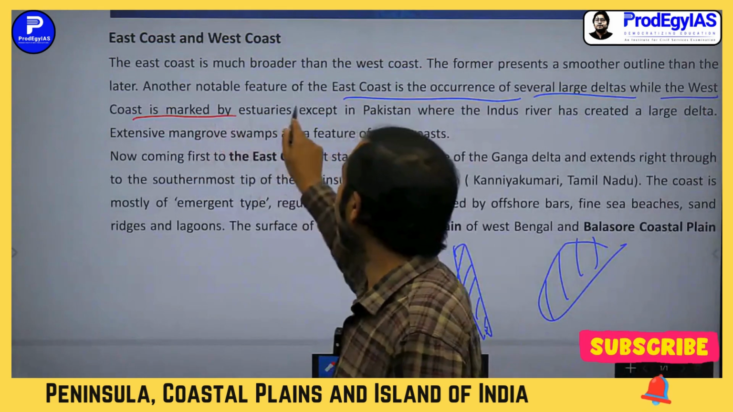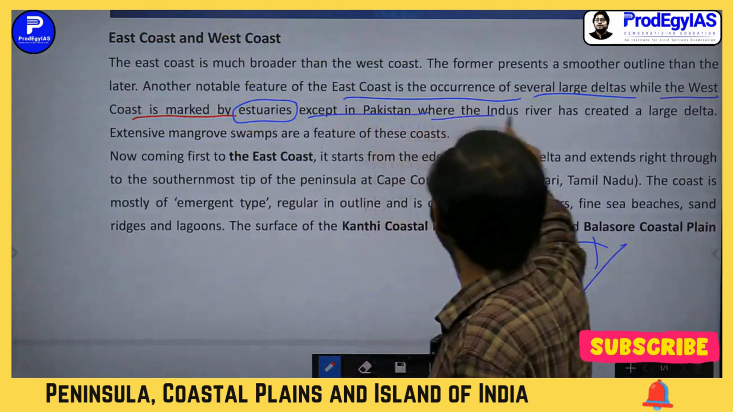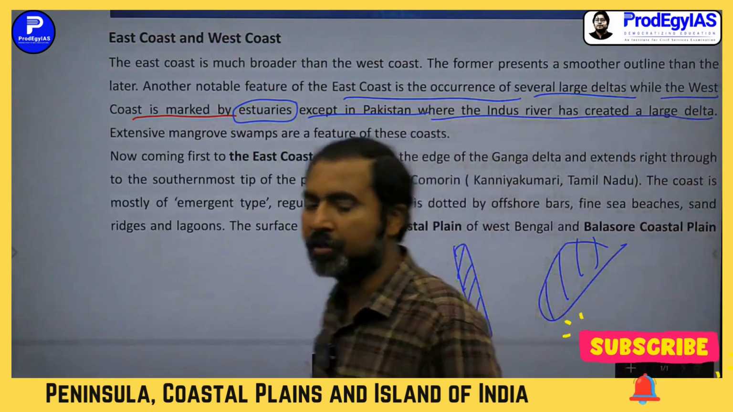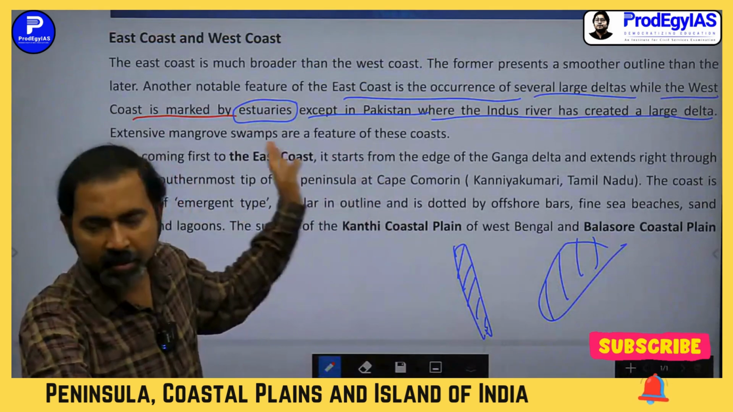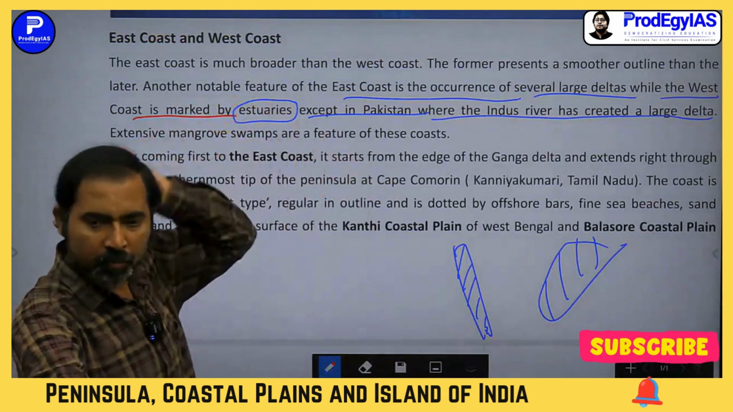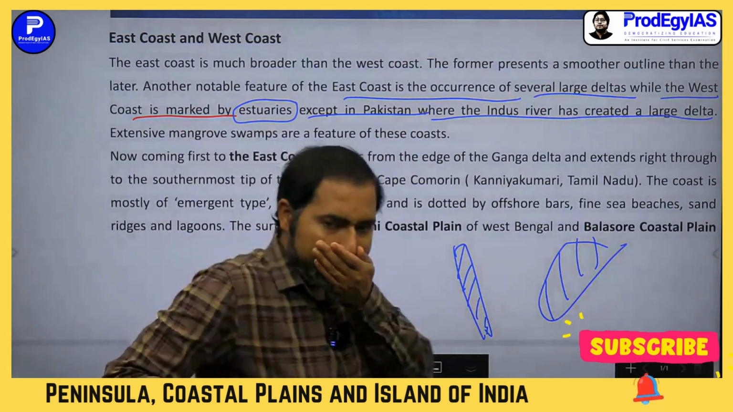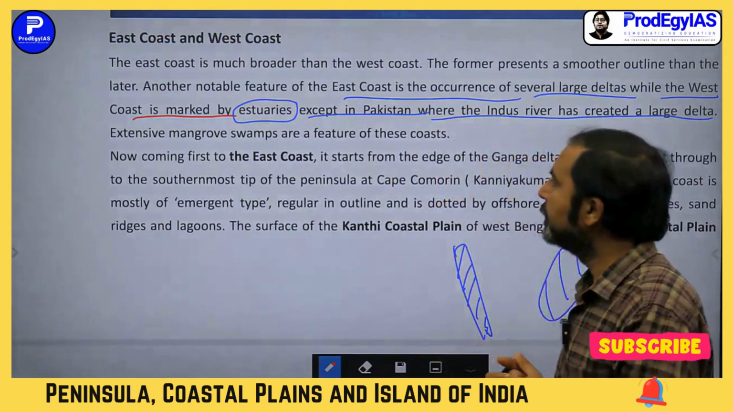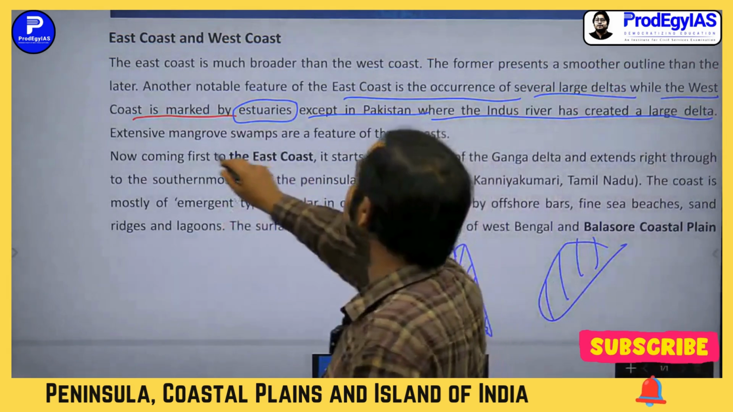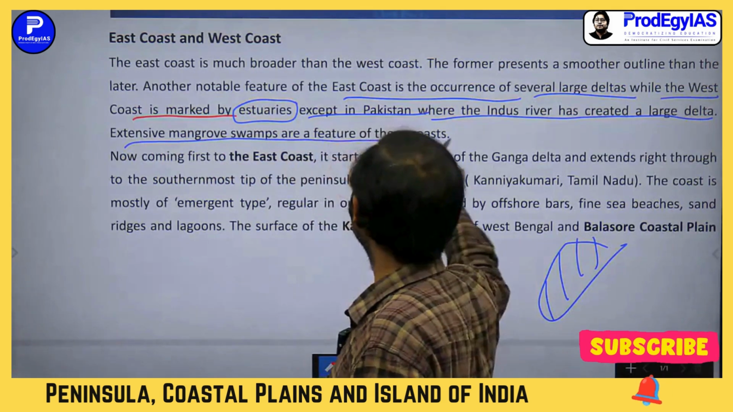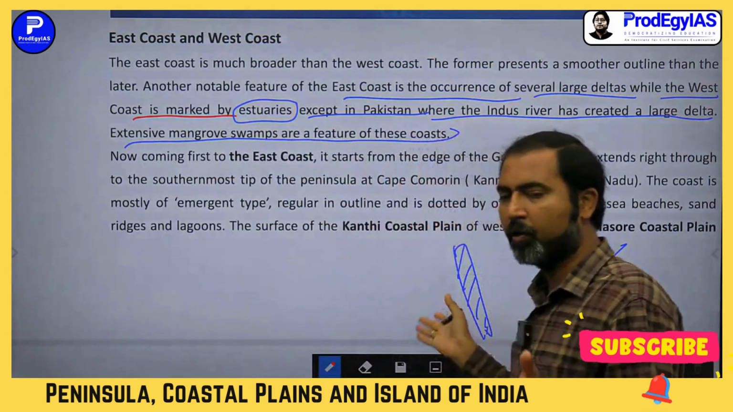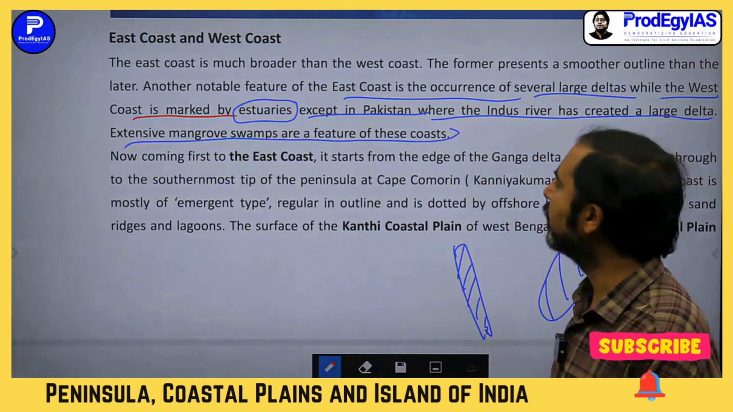is marked by estuaries, except in Pakistan where the Indus River has created a large delta. Means if you take this as an extension up to Pakistan, there you can find one example of a delta, that is the delta of Indus, right? And extensive mangrove swamps are a feature of these coasts. On both the coasts there are mangrove swamps, mangrove forest vegetation.